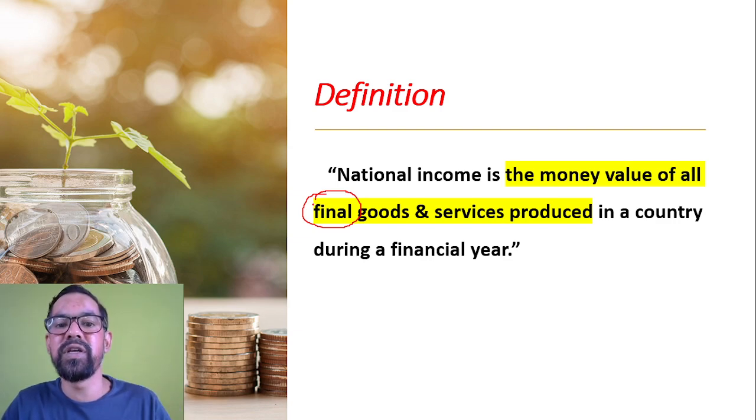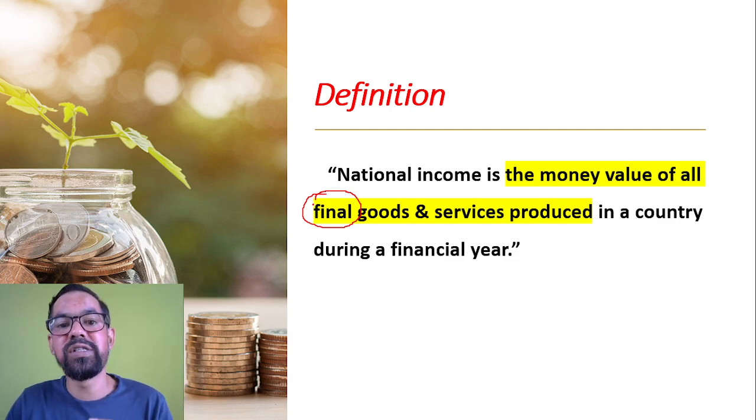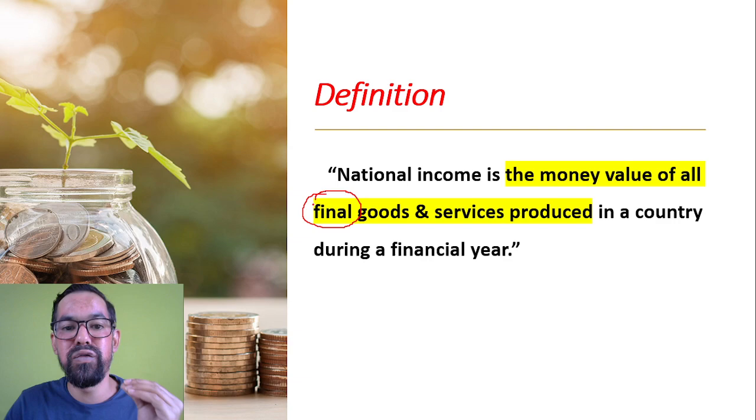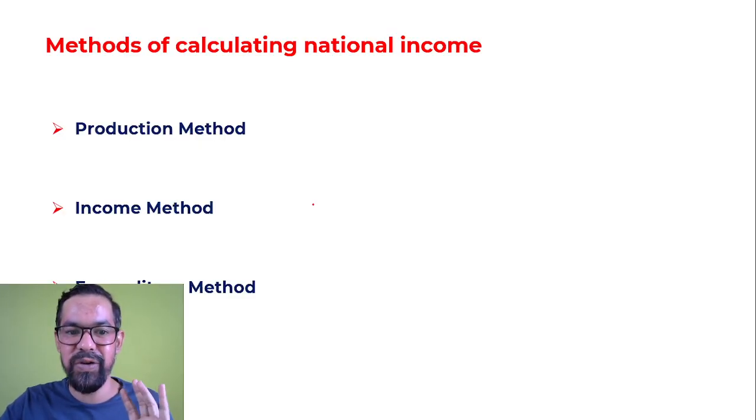Intermediate goods, which generally face further production process. Okay, so in a financial year, or in a given time duration, whatever final goods and services we are manufacturing, we are providing, the sum of these is generally known as your national income. Hope this is clear to each and everyone.